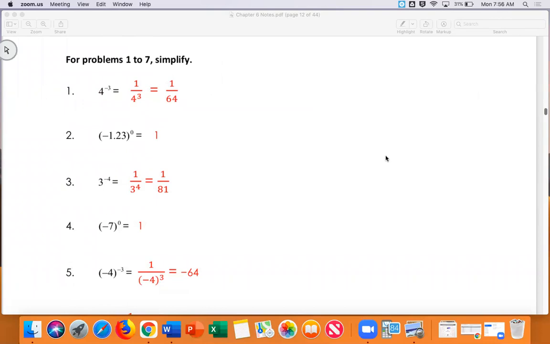So what they're doing here, 4 to the negative third is 1 over 4 to the third, which is 1 over 64. Negative 1, 0.23 to the 0 is 1. Are you guys okay with that? Do you need to see any more examples? Or are you guys good? Pretty good with these?